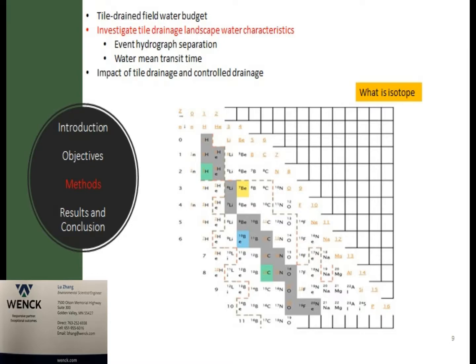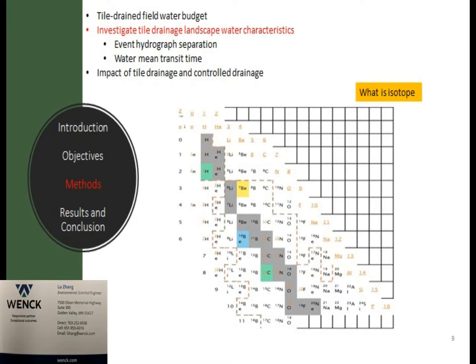And the second part, we use isotopes to investigate tile drainage landscape water characteristics. And there are two categories of those. One is using isotopes for event water hydrograph separation to understand the composition of stream flow. The other one is to look at water mean transit time at different levels of the field.